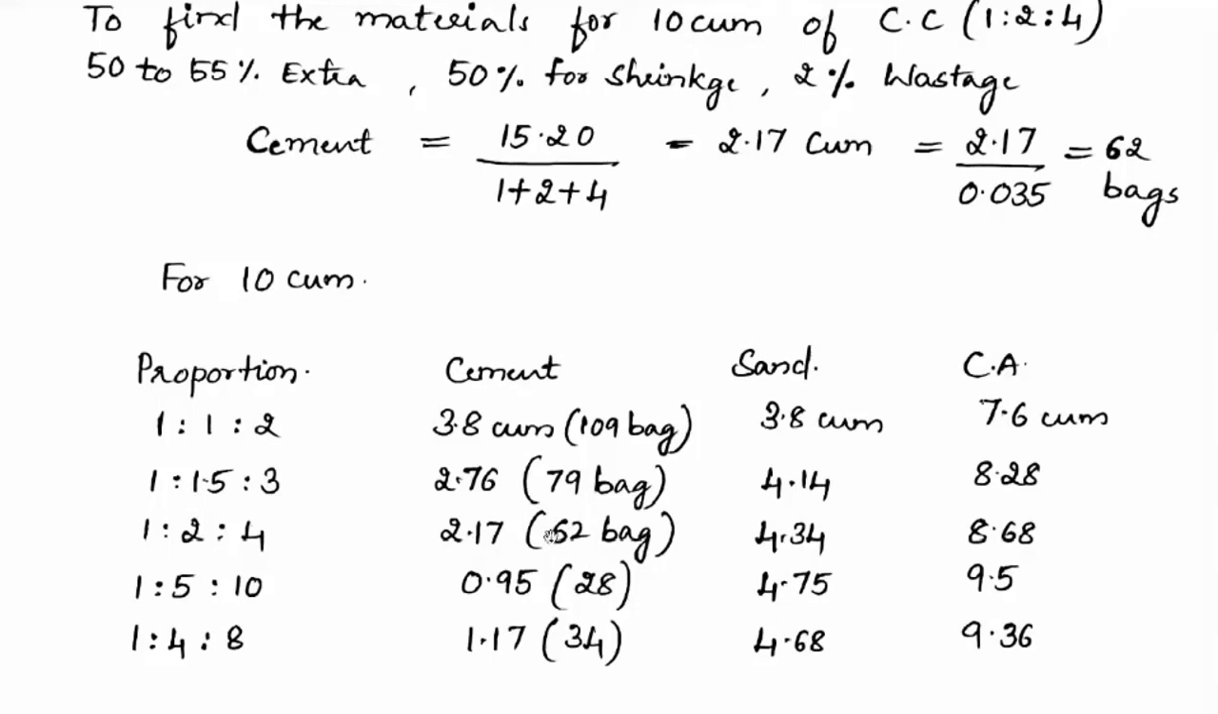So for any calculation you take, for example, I want to do the calculation for 1:1.5:3. How are we going to calculate? Very simple. Instead of 1, 2, 4, we have to put 1 plus 1.5 plus 3. Only this is going to change. Everything will remain the same. So 15.2 divided by this 3 plus 1, 4, 5.5. So 15.2 divided by 5.5, you will get the answer. That multiplied by 1.5, you will get 4.14, and multiplied by 3, you will get 8.28. So 2.76, 4.14, 8.28.